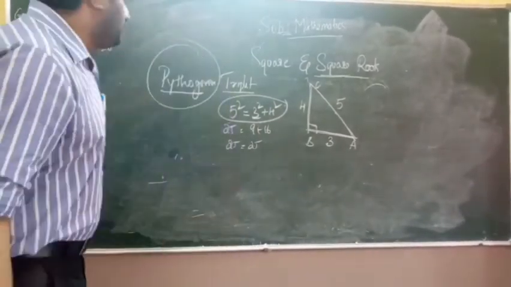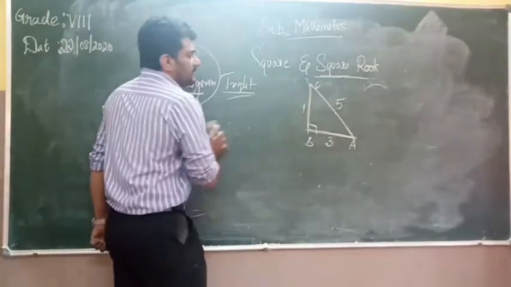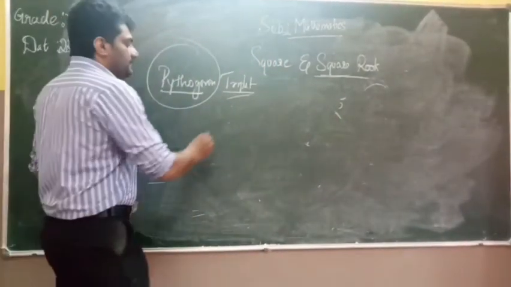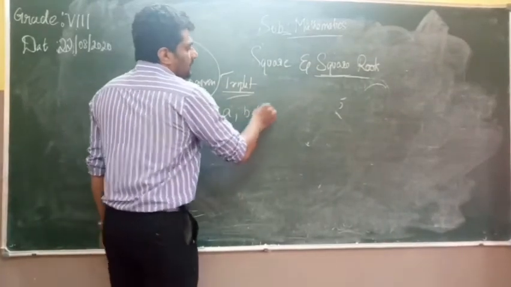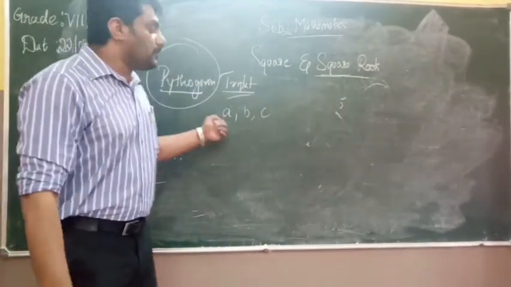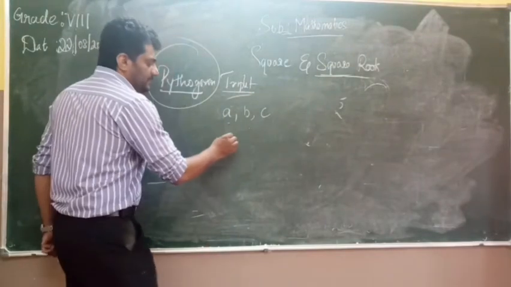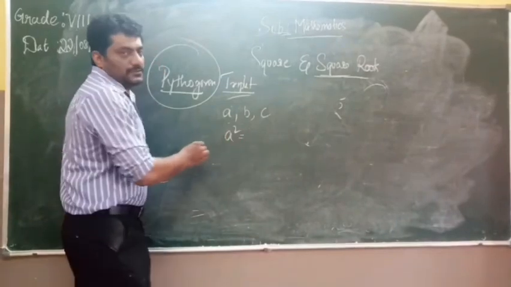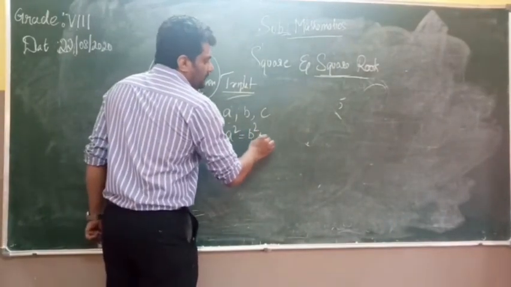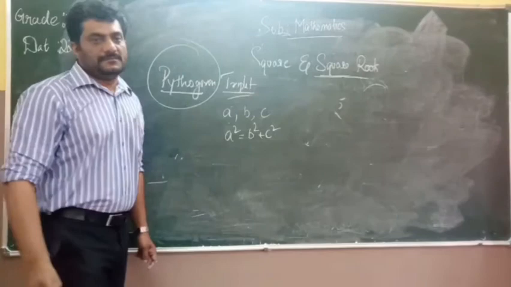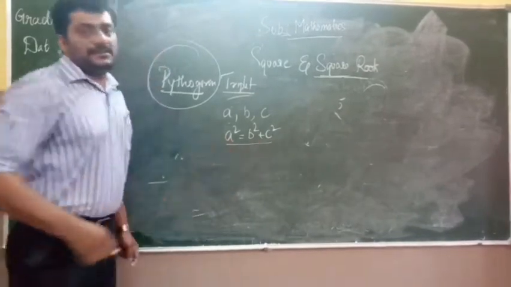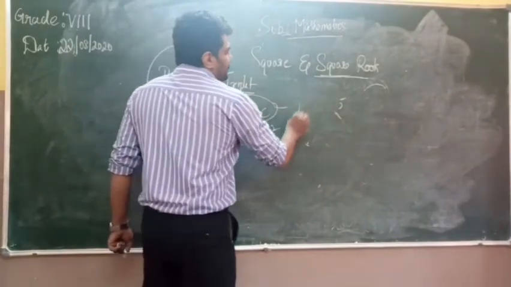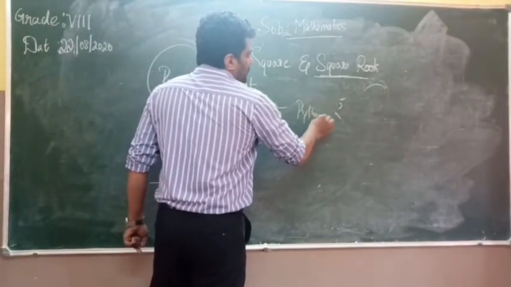So in general, a Pythagorean triplet is nothing but a set of 3 numbers wherein the square of one of the numbers is equal to the sum of the squares of the other two numbers. If this is true, then these three numbers are called a Pythagorean triplet.